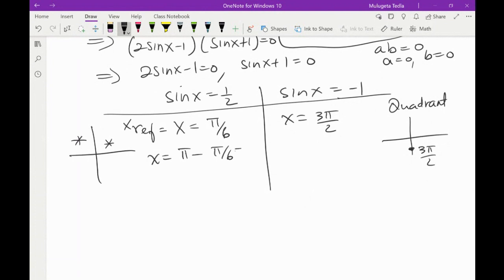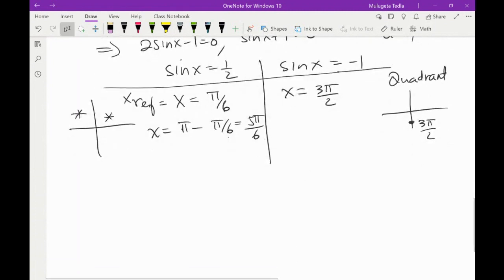Which is equal to 5 pi by 6. 6 times pi is 6 pi, minus pi, 5 pi over 6. So I think you're okay with it. Like the first quadrant, second quadrant are found in such a way. On the second category, there is only one single angle because it is a quadrant angle. We don't need reference angle analysis in here.